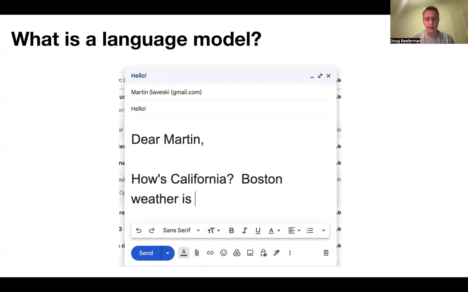So let's just take this case where I'm writing a message to my friend Martin in California. Dear Martin, how's California? Boston weather is blank. So an auto suggest interface might at this point suggest words like hot, cold, frigid. That knowledge is essentially what a language model excels at.